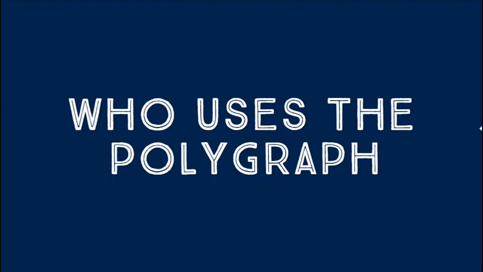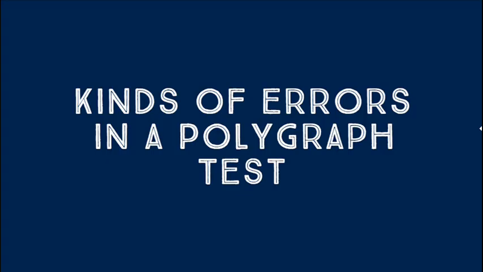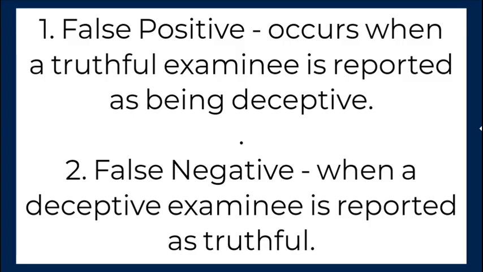Who uses the polygraph? 1. Law enforcement agencies. 2. Legal community. 3. Private sector. Kinds of errors in a polygraph test. 1. False positive occurs when a truthful examinee is reported as being deceptive. 2. False negative, when a deceptive examinee is reported as truthful.